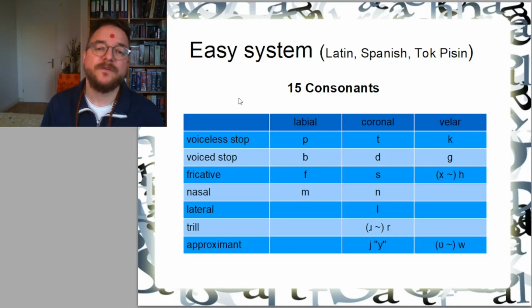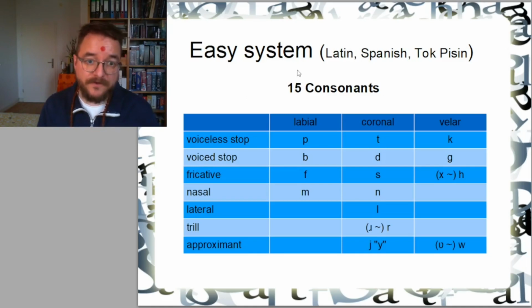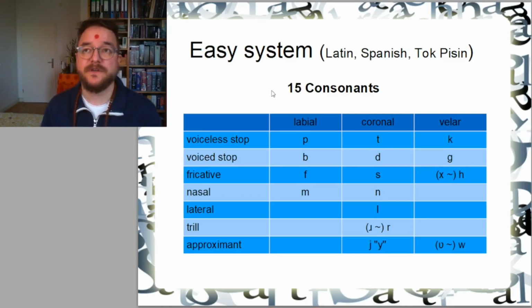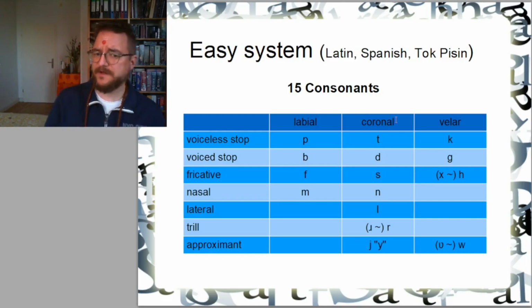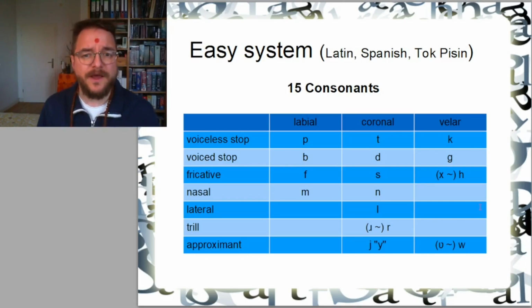Let's start again with the consonant inventory. I chose 15 consonants for the easy system, which is still quite a small consonant inventory, but it's also quite realistic. There are some natural languages that actually have a consonant system that's pretty similar to this one. For example, ancient Latin has pretty much exactly those consonants.